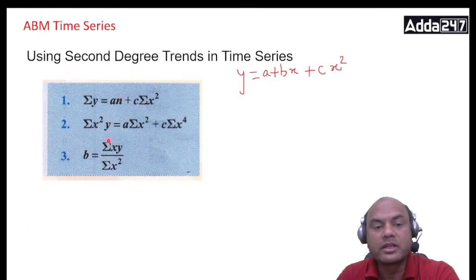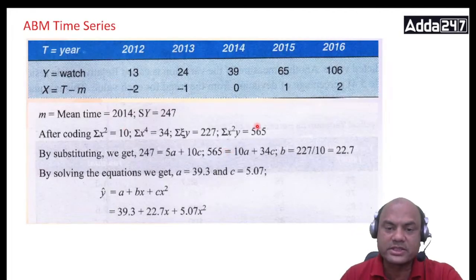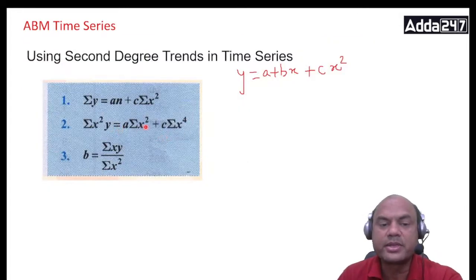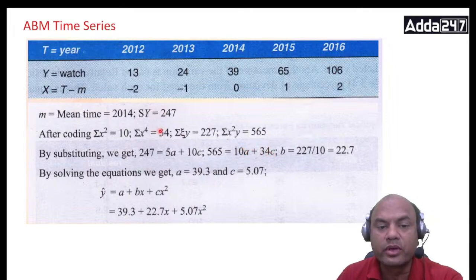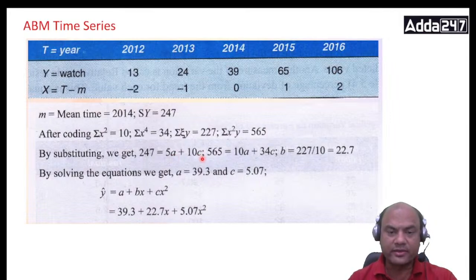Now equation number 2. Summation x square y, this also you got, is 565, equals 10a. What is this 10a? A summation x square, and summation x square you got already. This 10a plus 34c, x raised to 4 into c. So now we have two equations: 247 equals 5a plus 10c, and 565 equals 10a plus 34c. Using these equations, you can find a, and b also you can get.